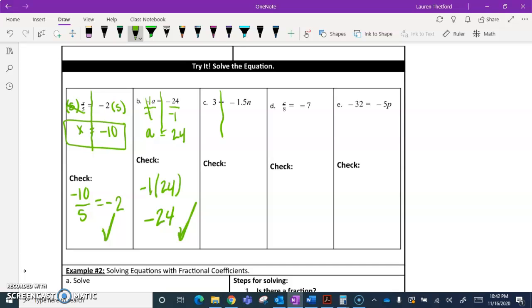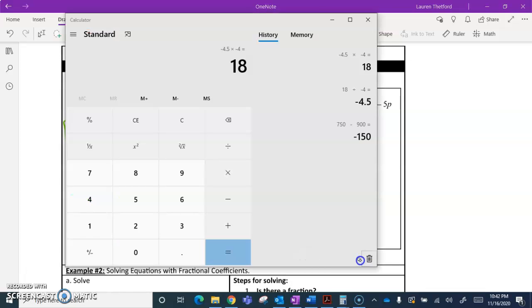C, draw our line. We are multiplying negative 1.5 times n, so we need to divide by negative 1.5 on both sides. These cancel, and I'm left with just n on that side. 3 divided by negative 1.5. So 3 divided by 1.5, with the negative, gives me negative 2.